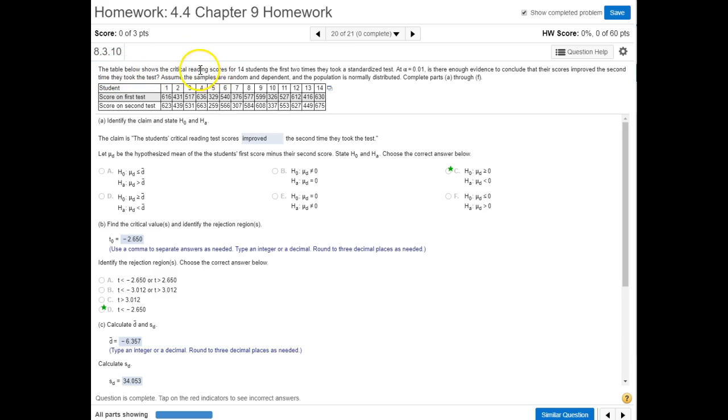The table below shows the critical reading scores for 14 students the first 2 times they took the standardized test. So without the following alpha, is there enough evidence to conclude that their scores improved? So improved is telling you that the difference is going to be less than 0. The difference, because you take the first score and subtract the second score. So keep that in mind. We can copy this into StatCrunch.